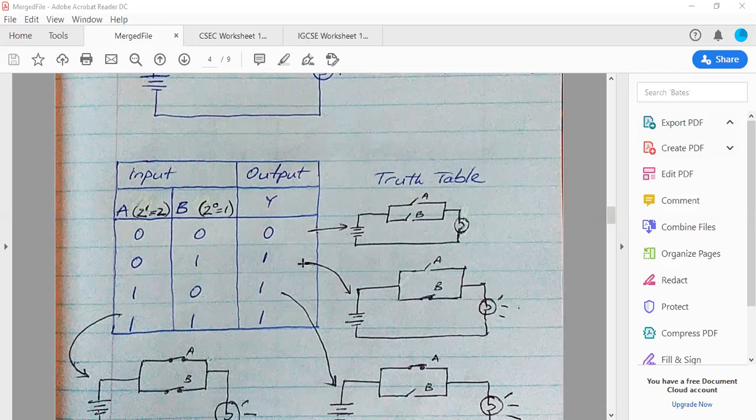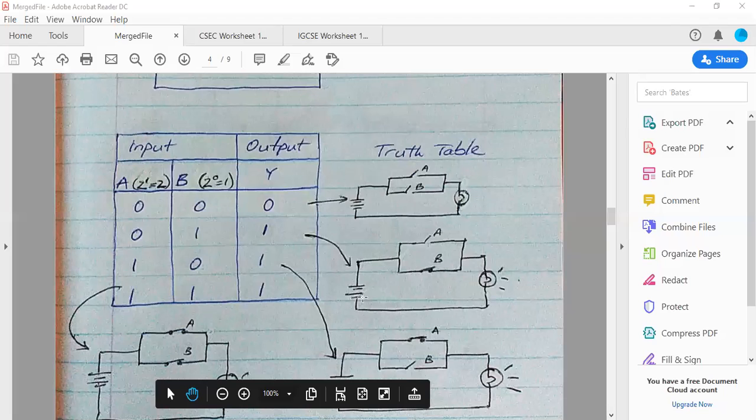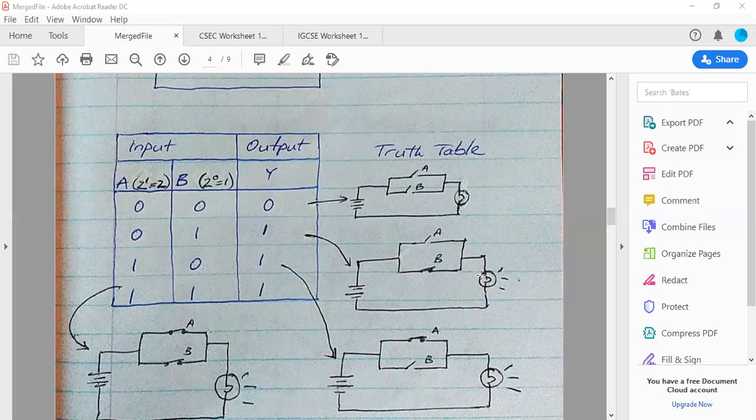We go with the second condition. If A is open and B is closed, which is 1, current will flow in this direction. So current will flow through switch B and to the bulb, which will cause it to light, and back to the battery. So you would have an output of 1 once the lamp lights.